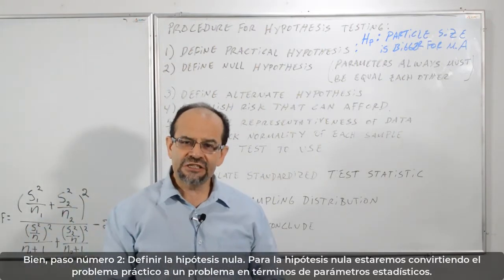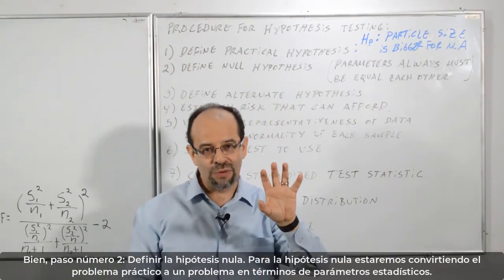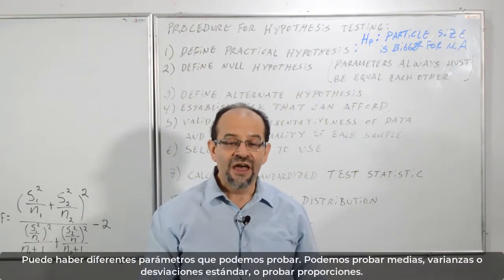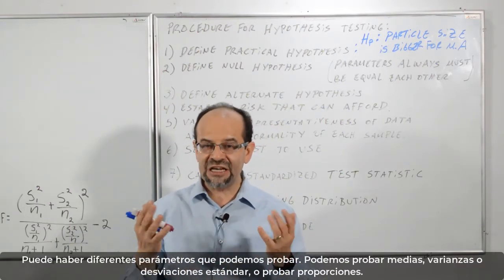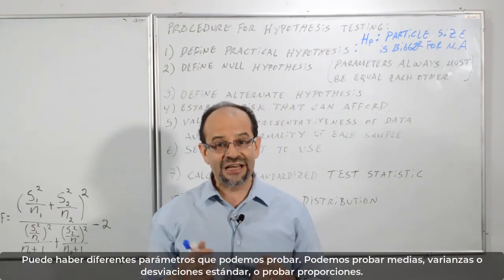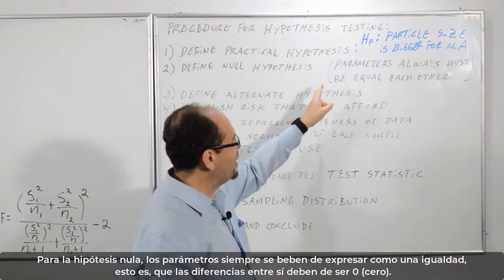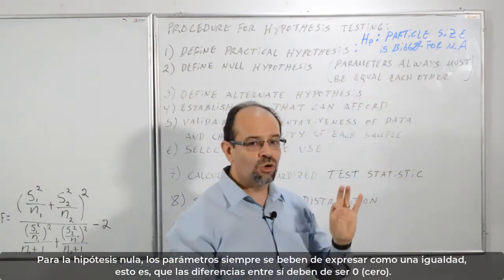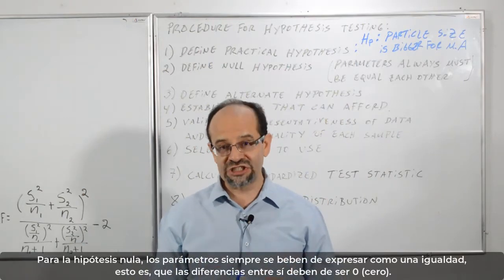Okay. Step number 2, define the null hypothesis. For the null hypothesis, we are converting the practical problem into a statistical problem in terms of parameters. There can be different parameters that we can test. We can test means, we can test variances or standard deviations, or we can test proportions. For the null hypothesis, the parameters always must be equal, or the difference between those two should always be 0.